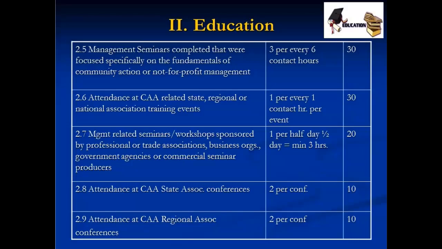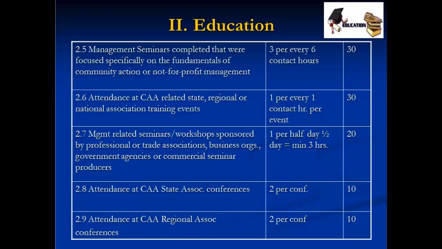2.5 is management seminars completed, focused specifically either on the fundamentals of community action or on not-for-profit management. These are seminars. You'll notice that there's 3 points for every 6 contact hours. That's presuming it's an all-day seminar. 6 contact hours are what is considered a full training day, that is, you're taking an hour for lunch. So there's at least a full-day management seminar, and you can have up to 10 of those, for a total maximum of 30 points.